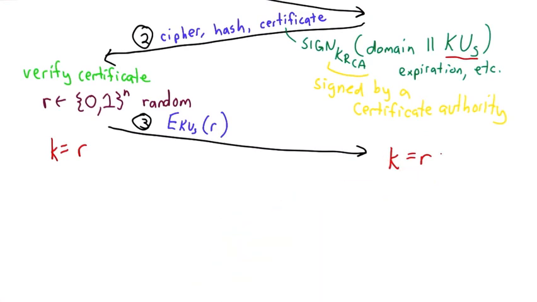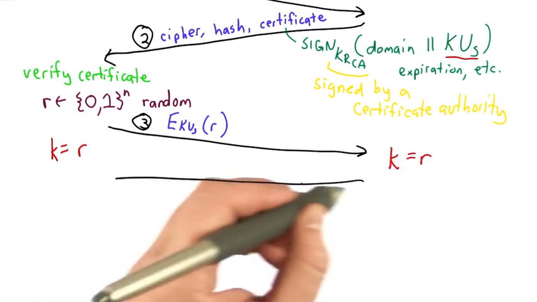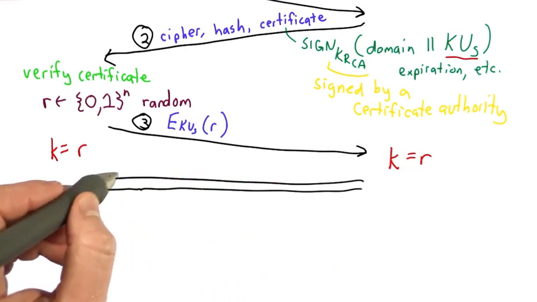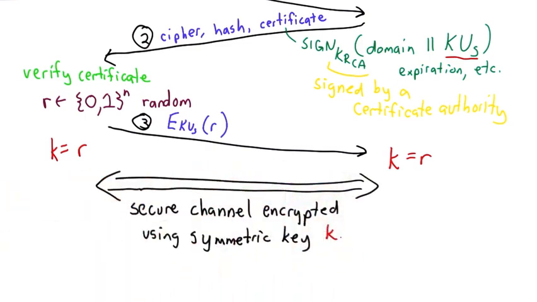Now, once the server receives this message, it can decrypt it using its private key. We'll use the value of R as a session key. And after this, both the client and the server have the shared session key and can communicate. Now we have a secure channel between the client and the server, encrypted with the symmetric key K.